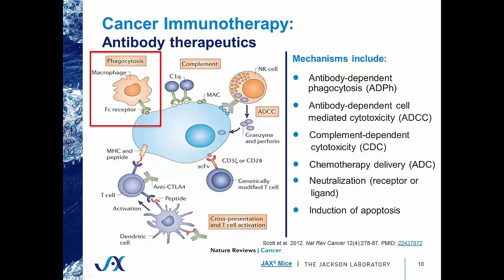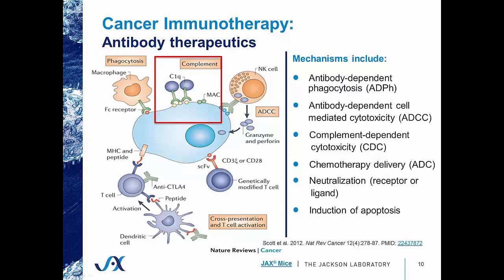The first of which we'll discuss is through phagocytosis, or antibody-dependent phagocytosis, also known as ADPH. And essentially what happens is a macrophage will bind to the Fc portion of the antibody, and that will mediate phagocytosis of that tumor cell. There's also complement-dependent cytotoxicity, or CDC, in which the complement will bind to the Fc portion of that antibody and create what's called a membrane attack complex to induce apoptosis of that cell.